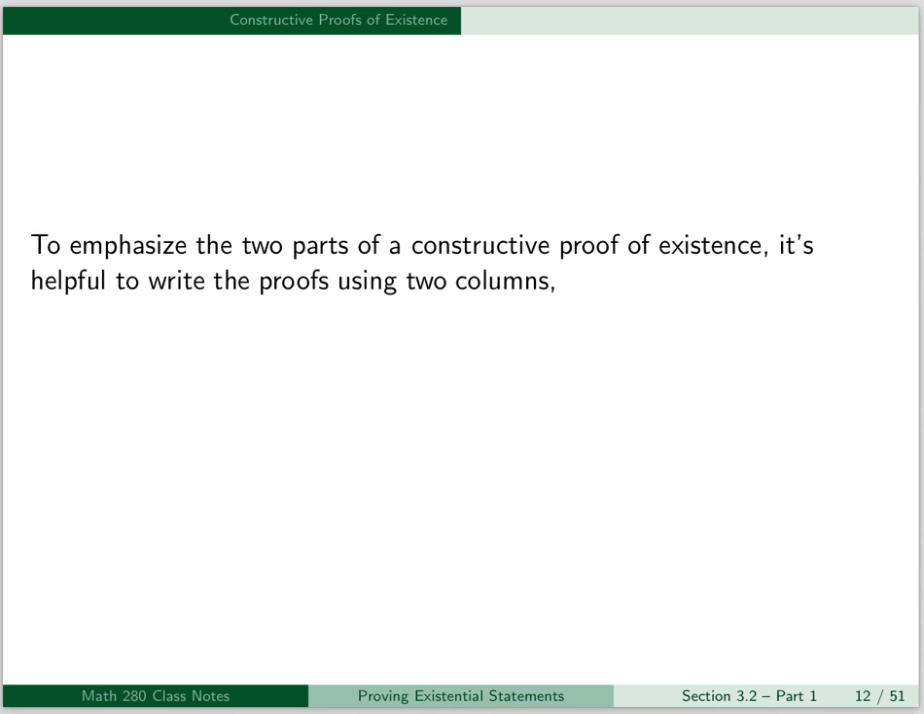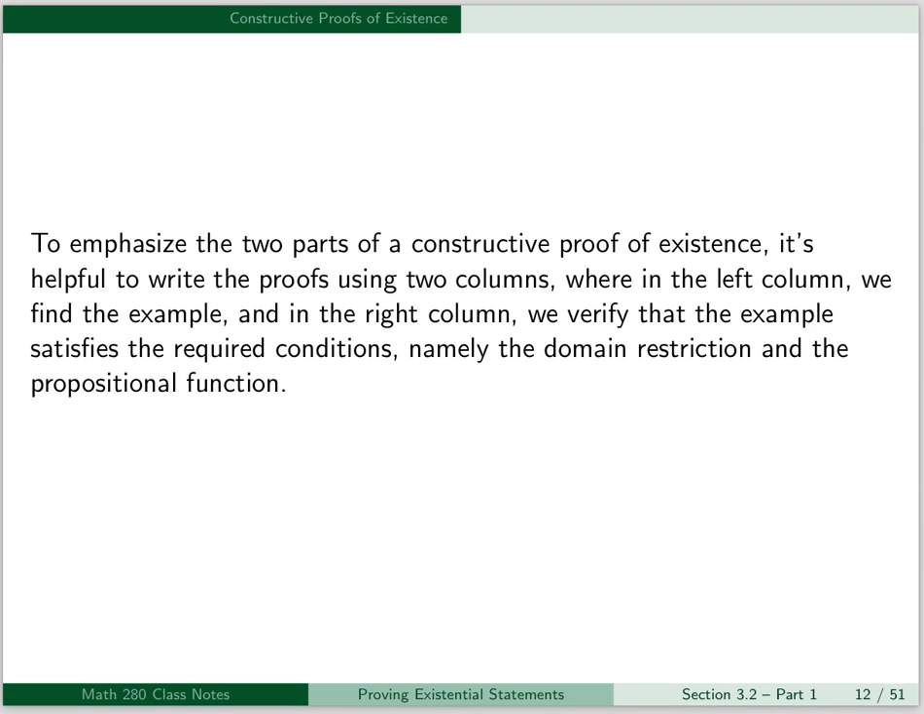To emphasize the two parts of a constructive proof of existence, it's helpful to write the proofs using two columns, where in the left column we find the example, and in the right column we verify that the example satisfies the required conditions, namely the domain restriction and the propositional function.